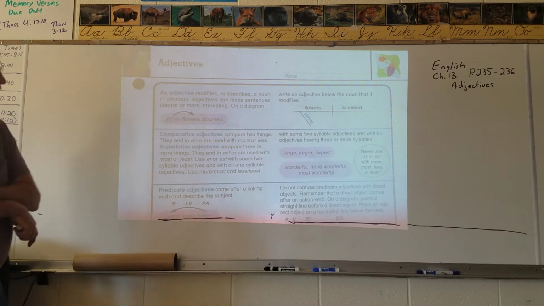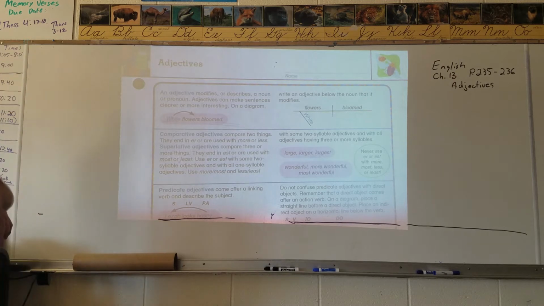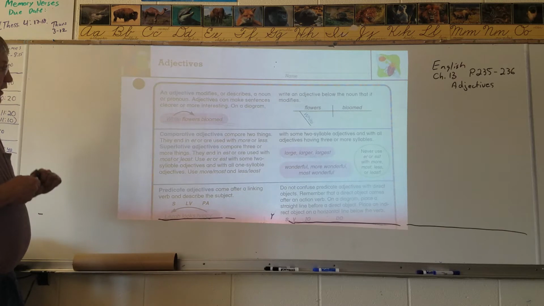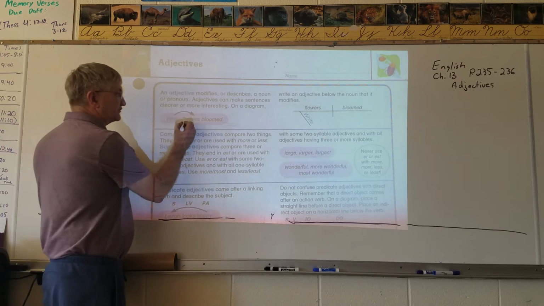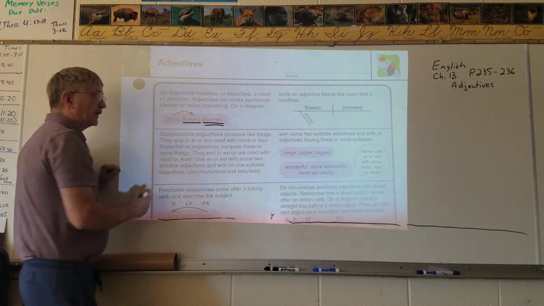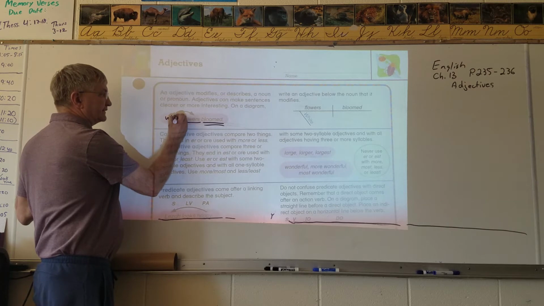So first off, we're going to look at the adjective. An adjective modifies or describes a noun or a pronoun. Adjectives can make a sentence clearer or more interesting. So basically we have the subject of the sentence, which is flowers, and we have the verb of the sentence, which is bloom, which we're familiar with. Now we have this extra word, which is the word white.